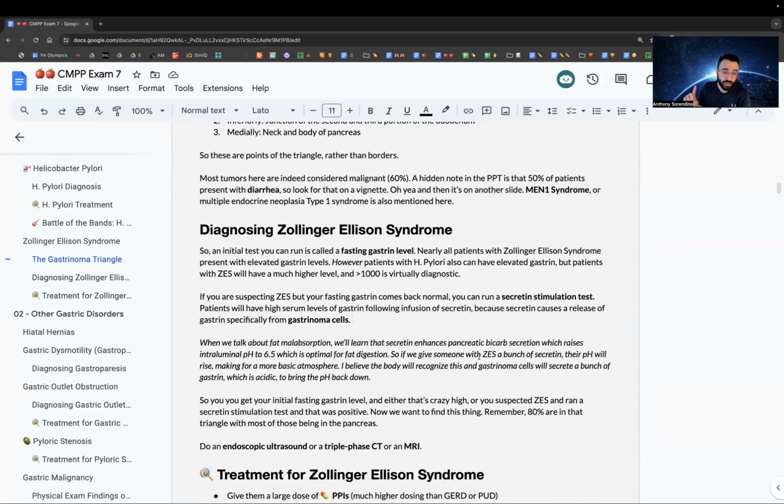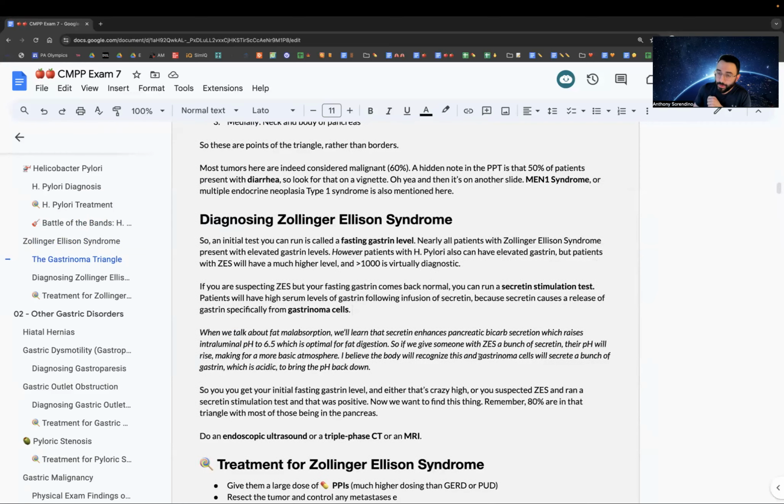This is important. An initial test you can run is called a fasting gastrin level. Nearly all patients with Zollinger-Ellison syndrome have this elevated gastrin level because that's what the tumor is doing. But patients with H. pylori can also have elevated gastrin. With ZES, the level is going to be much higher, greater than 1,000. So greater than 1,000 for a fasting gastrin level is virtually diagnostic.